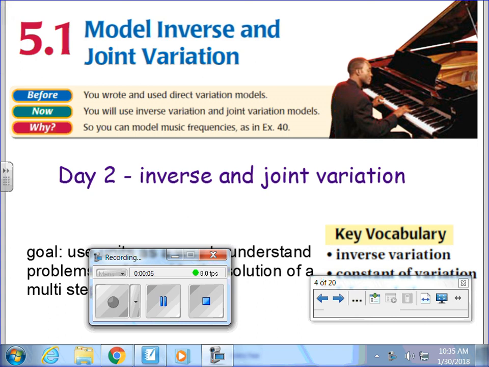Here today we're going to go on a field trip on a magic school bus to the land of inverse variation.